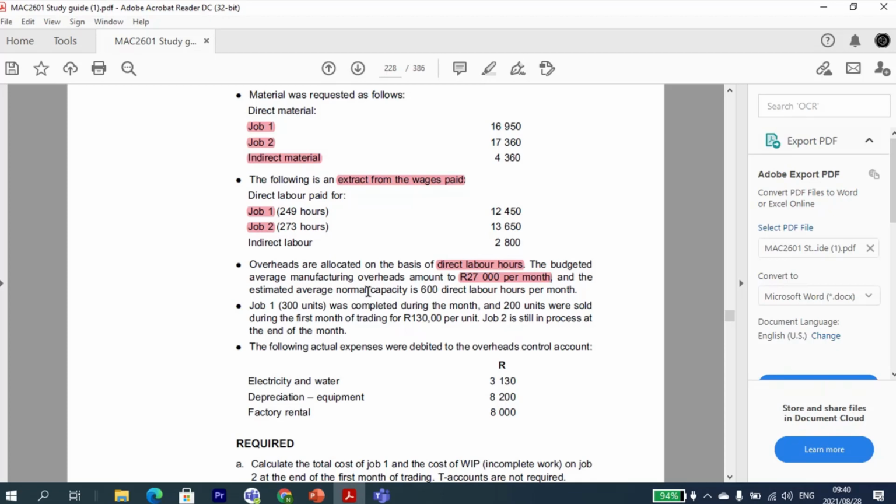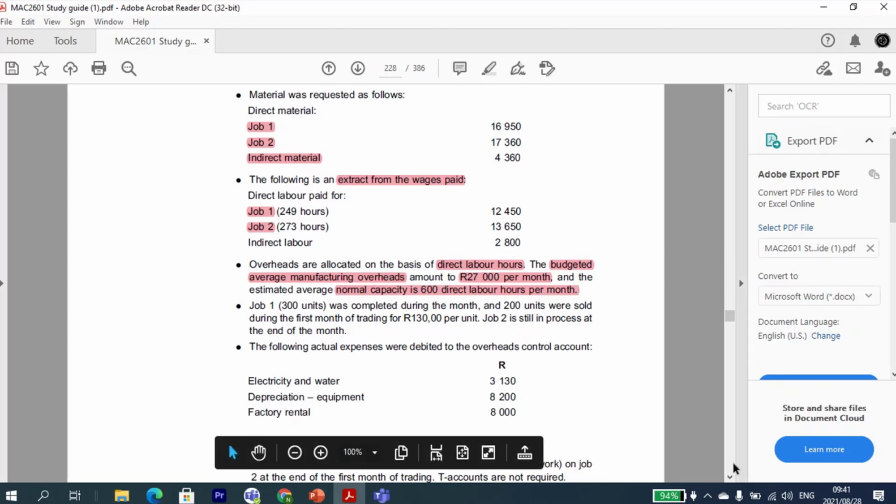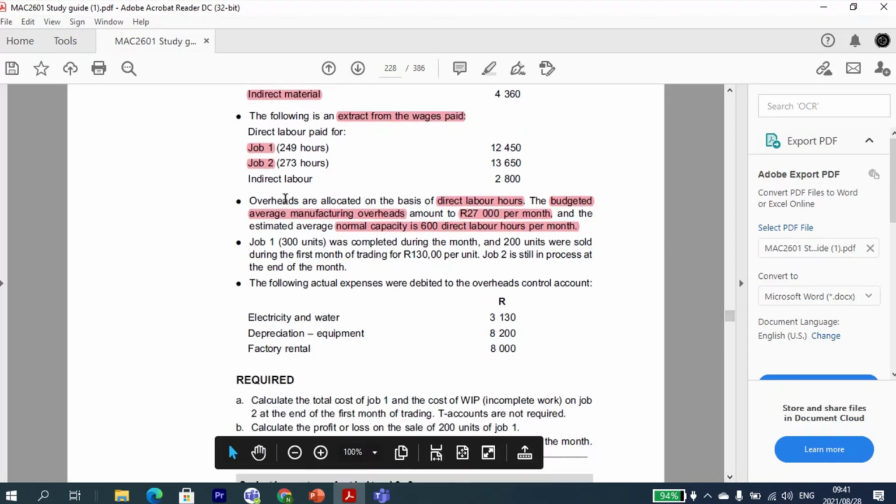So from this, you can see that this paragraph is alluding to you using the traditional method and not ABC to allocate your manufacturing overheads. The basis is direct labor. They gave you the budgeted average manufacturing overheads and the amount is 27,000. And they are estimating that the normal average capacity is 600 labor hours per month. So there you go. You can then do your allocation rate from here. So that's how they allocate their overheads.